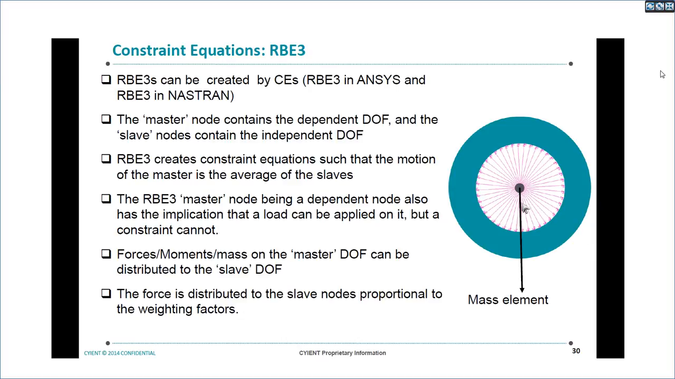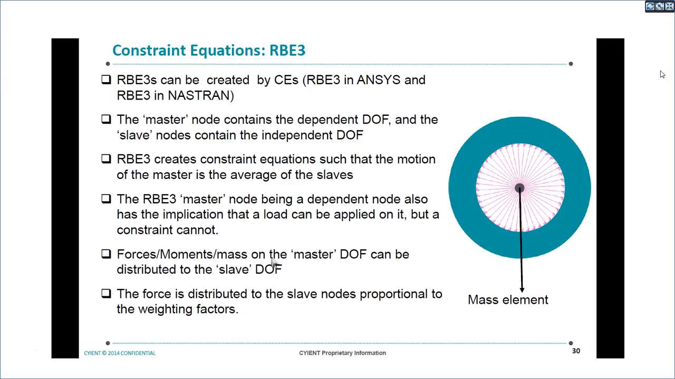In the RB3 master, you can apply a load, but you cannot apply a constraint equation. The reason is it does not have independent degrees of freedom. It is dependent on all the slave nodes. Forces, moments, and mass on the master degree can be distributed to the slave degrees of freedom. So one of the major advantages of RB3 is the force distribution.